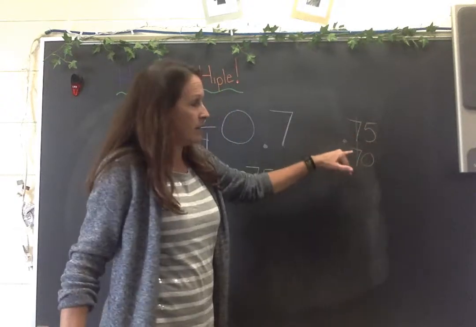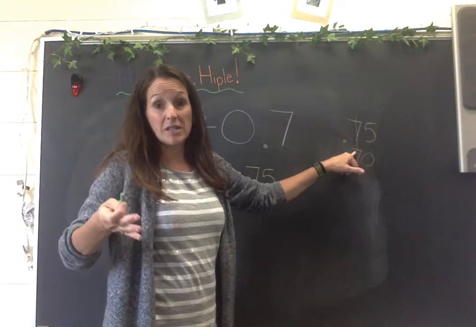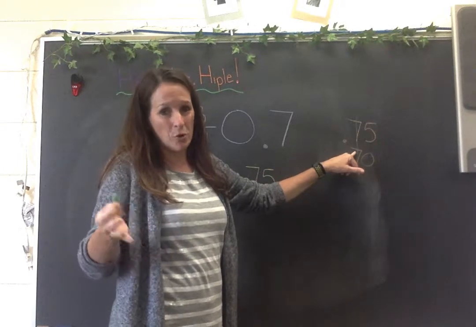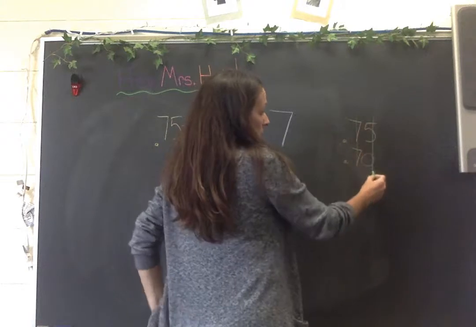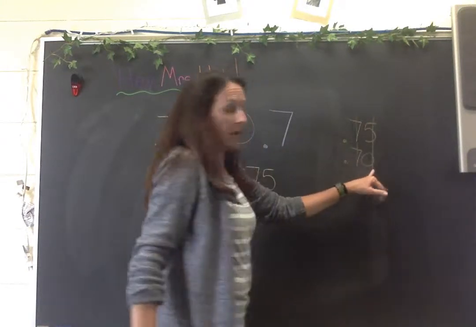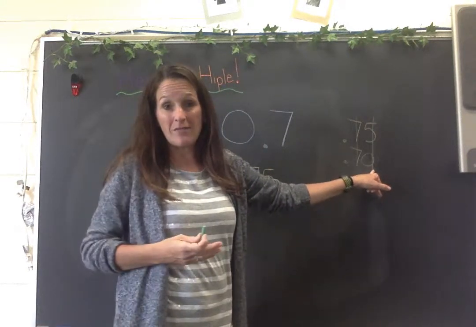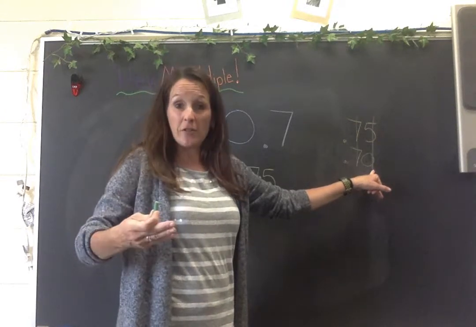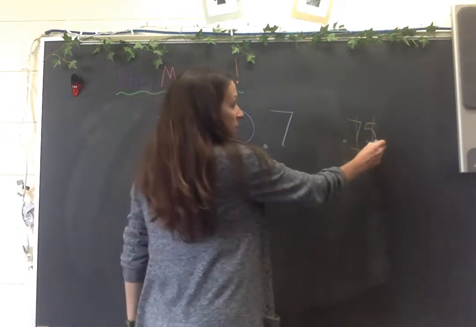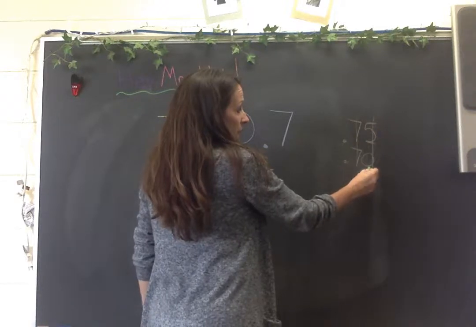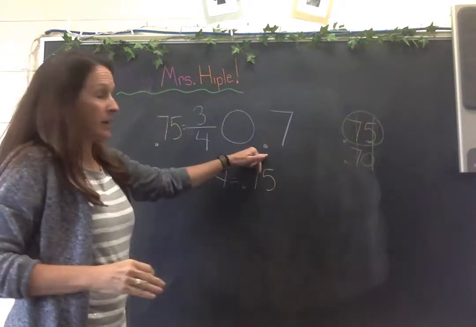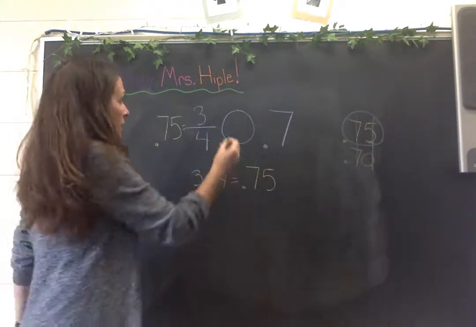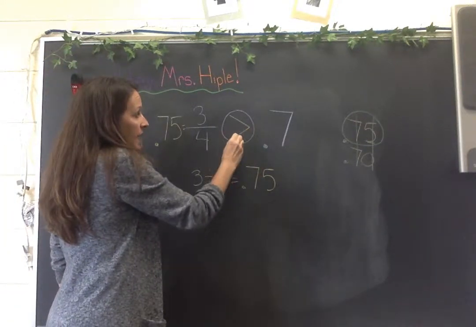So I'm going to compare my first column here. I have a 7 and a 7. They're the same, so I really can't say whether they're greater than or less, and so I need to move to the next column. In my next column here, I have a 5 and a 0. I can compare a 5 and a 0. 5 is greater than 0. So because 5 is greater than 0, that means 75 hundredths is actually greater than 7/10. And so then I put in my greater than sign.